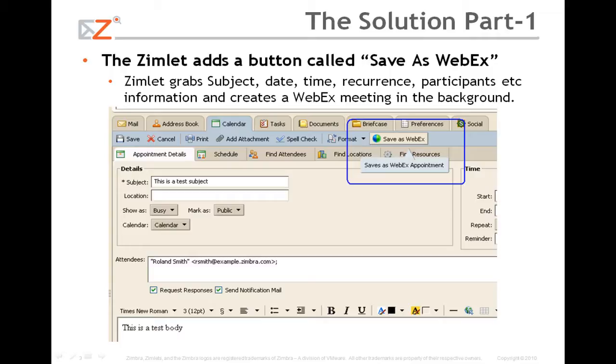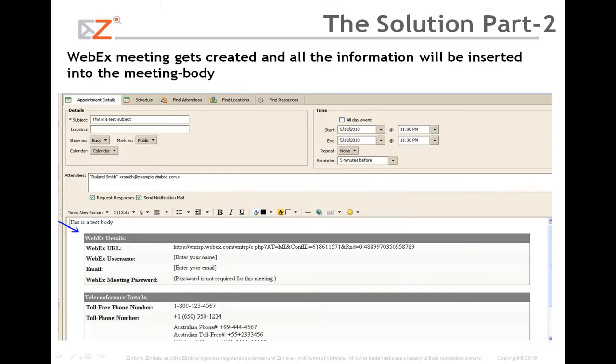Now, once you click that, the Zimlet grabs subject, date, time, recurrence, etc. information and creates a WebEx meeting in the background. And after it creates the WebEx meeting, it inserts all the details right into the meeting's body, and then it goes ahead and saves the meeting itself. This means all the participants will get the WebEx details right within the meeting invite itself.